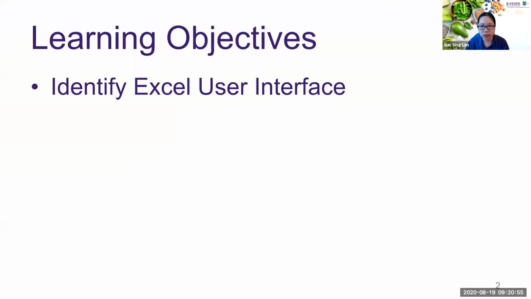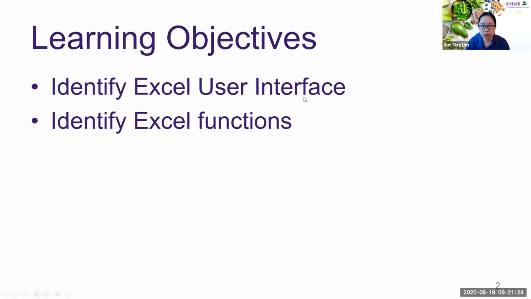The learning objective today is first to identify the Excel user interface. What I mean by that is when you open up an Excel sheet, there are a lot of things on it. What are they called? I'm going to teach you the names of those icons or groups so that when you have a question, you know the names of those buttons and can identify your questions. Second, identify Excel functions. You might know that Excel is very powerful and it can do a lot of things that you cannot do in Microsoft Word or Microsoft PowerPoint.